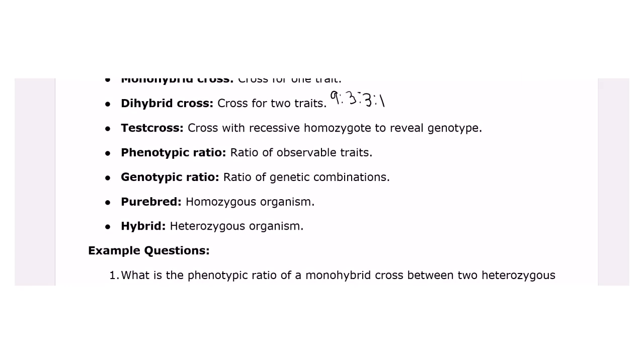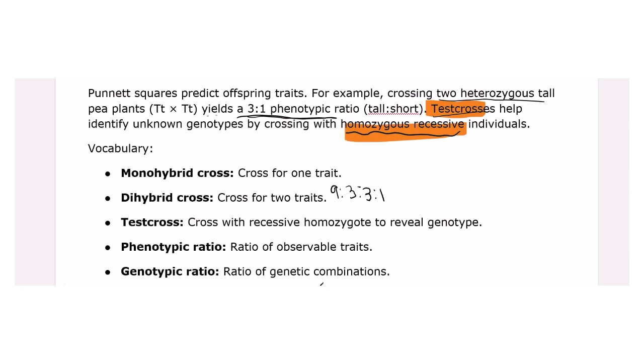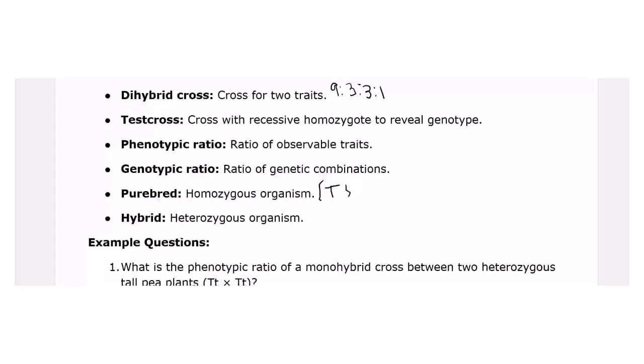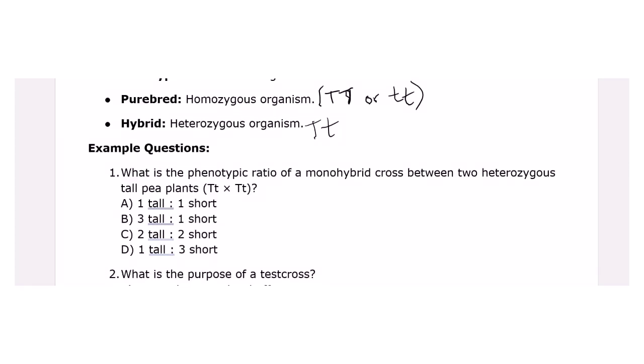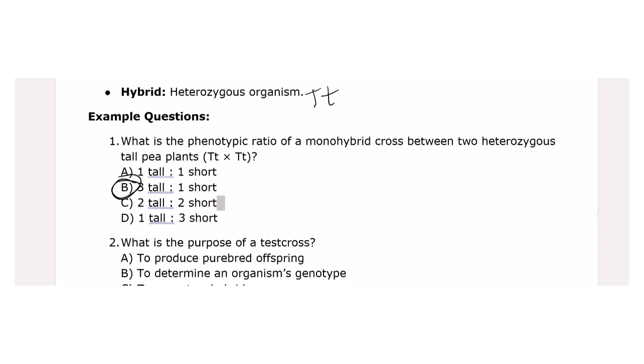Purebred means what? Homozygous. So what are the two types of purebreds you could have? It could be big T, or little t, right? Both of those are purebreds. Okay. And a hybrid would be like a big T, little t, right? Okay. What is the phenotypical ratio of a monohybrid cross between two heterozygous? 3-to-1? Okay.